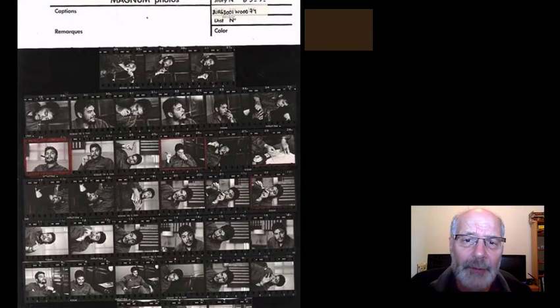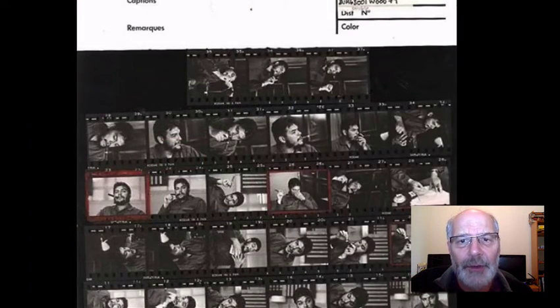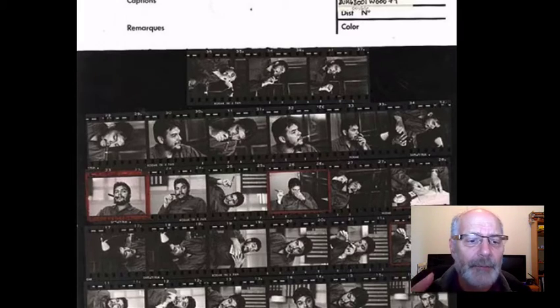So here's a Che Guevara picture you've probably seen, really famous. And here is the contact sheet for that shoot. You can see there's lots of different images here that the photographer could have chosen from, and he's highlighted a few of them. But there's lots to pick from, and there's one on the left there that ended up being the iconic image.